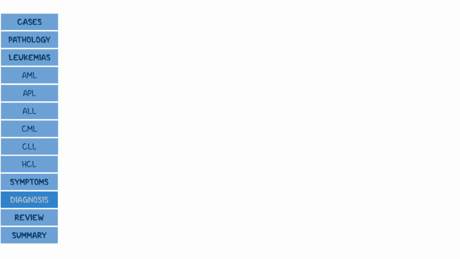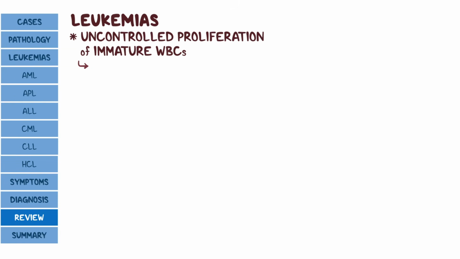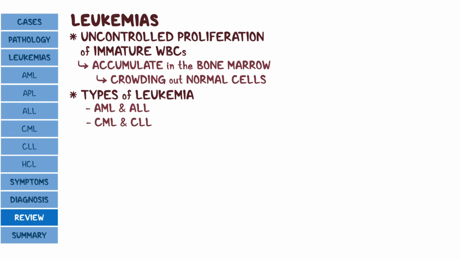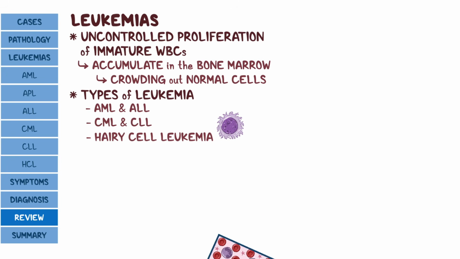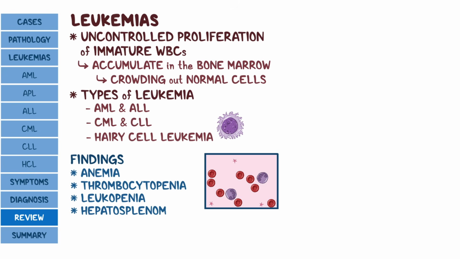Okay, to review. Leukemias can occur when there's uncontrolled proliferation of immature WBCs, which accumulate in the bone marrow, crowding out the normal blood cells. Leukemias include AML, ALL, CML, CLL, and hairy cell leukemia. Leukemias can present with findings like anemia, thrombocytopenia, leukopenia, hepatosplenomegaly, and lymphadenopathy.